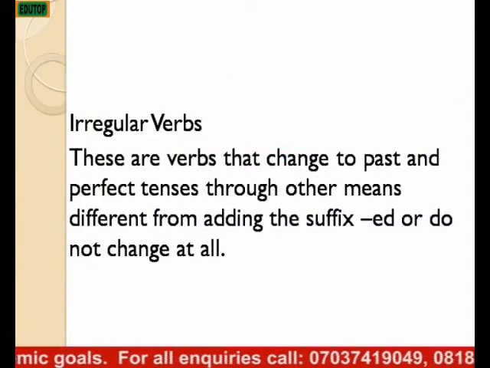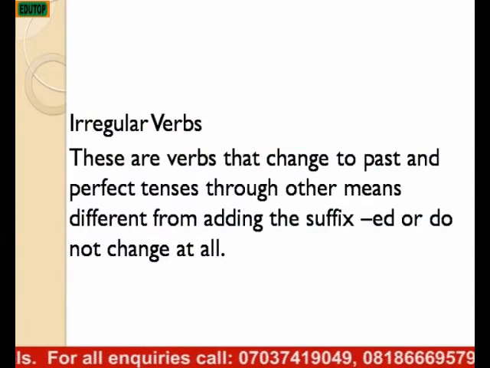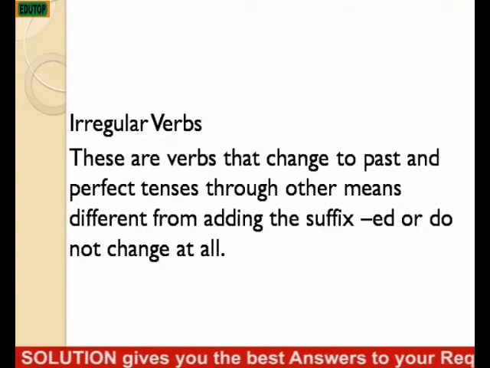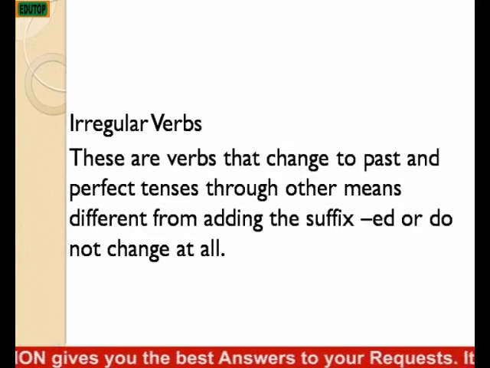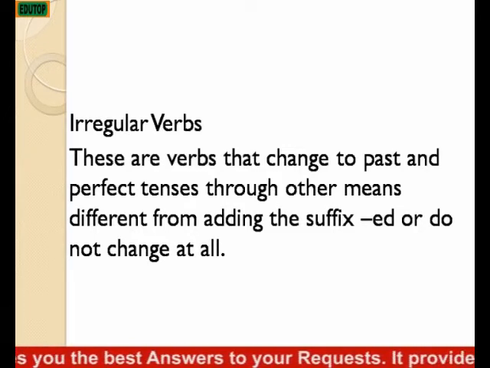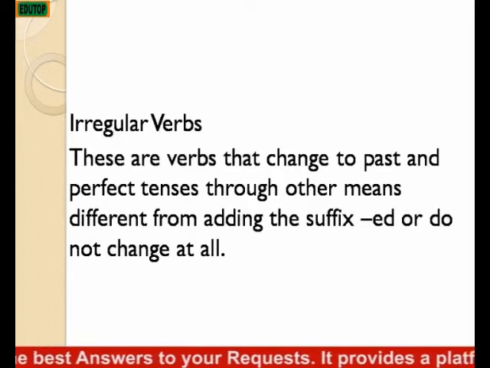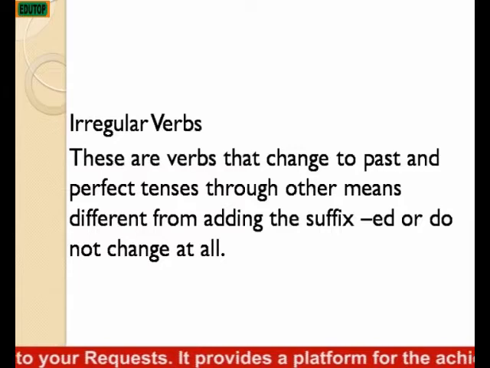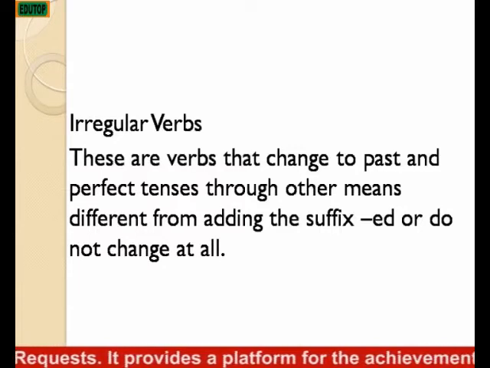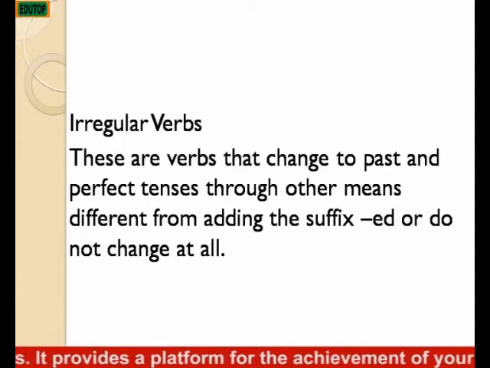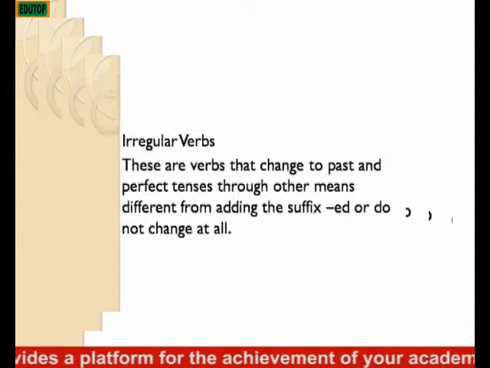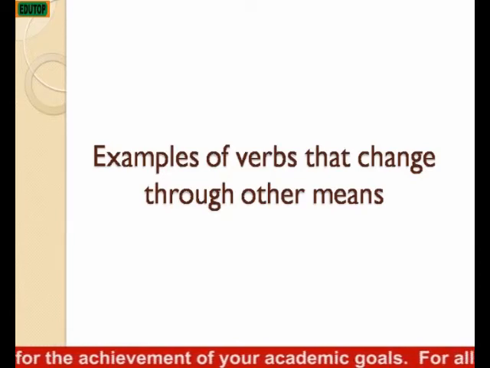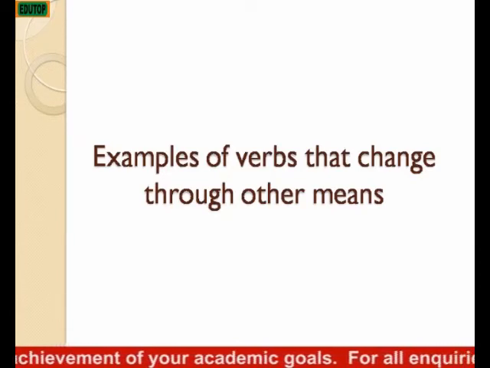The irregular verbs, on the other hand, are verbs that change to past and perfect tenses through other means different from adding the suffix ed, or do not change at all. So some of the irregular verbs change to past and perfect tenses by other means, while some do not change at all in both past and perfect tenses. Let's first consider examples of verbs that change through other means other than adding ed.